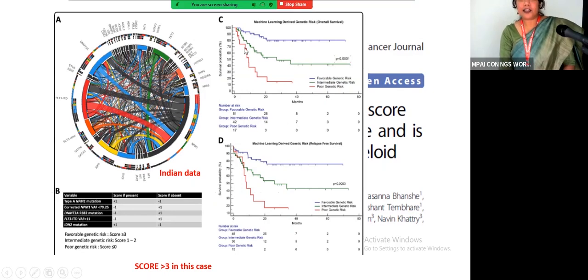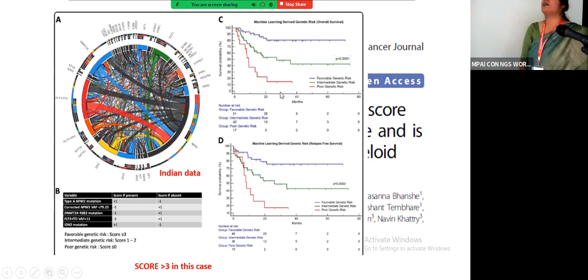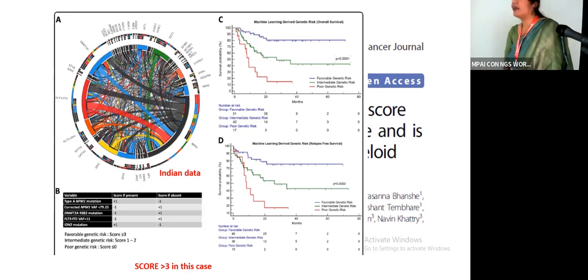And clearly you can see that there is a difference between the favorable, intermediate and poor risk groups according to the NPM1 scoring. So all of these things help us in deciding how a patient is going to behave. Even if it is a good category, he might require a bone marrow transplant, or targeted therapy like an IDH2 inhibitor later on, because in AML you have very few options to play with as far as the clinician is concerned.